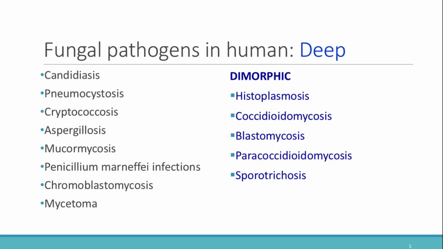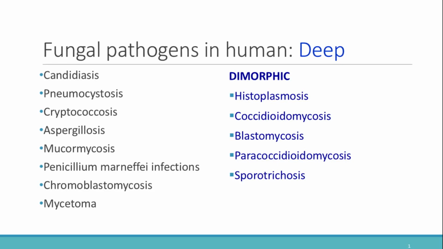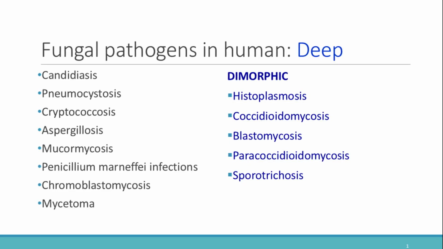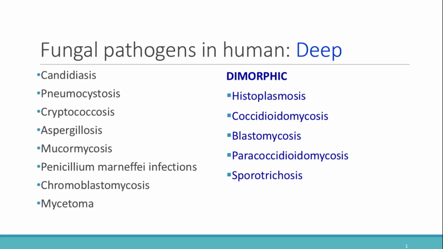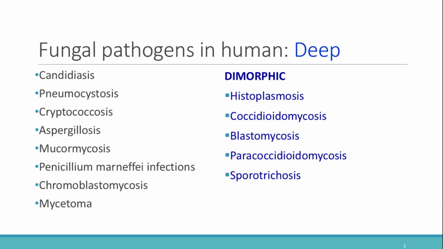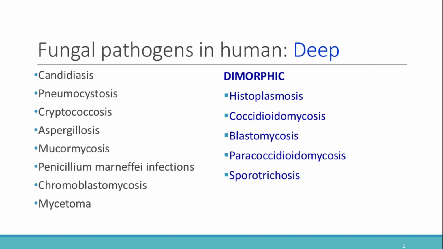You can see that deep fungal pathogens are many. Some are dimorphic, which means that due to difference in atmospheric conditions, they may exist in two forms. Further detail about them is out of our scope, as the topic is mainly about drugs against fungi.